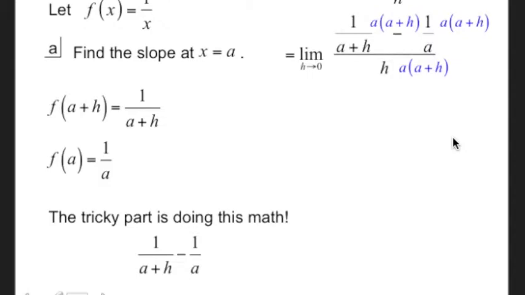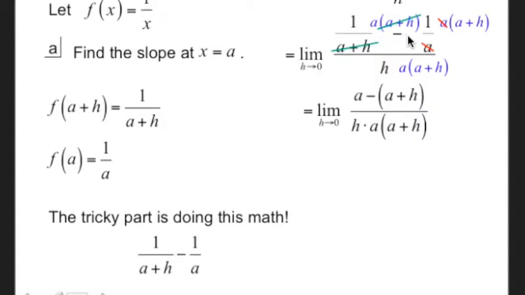And when we do that, we get some canceling. For instance, in the first expression, the a plus h cancels. And in the second expression, the a's cancel. After that, in the first expression we have a, and in the second expression we have minus the quantity a plus h. So we have a minus the quantity a plus h, all over a times h times the quantity a plus h, which is the denominator here.